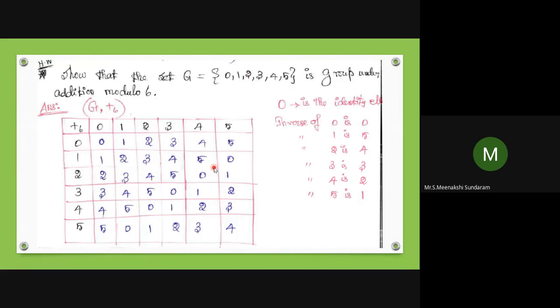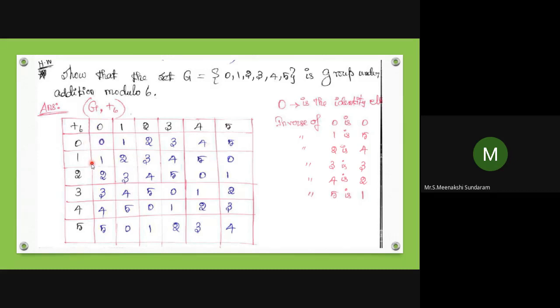Show that the set G equal to 0 to 5 is a group under addition modulo 6. Addition, not multiplying. Add the values; if a value is more than 6, divide by 6 and write the remainder, or subtract 6 and write the remainder. The identity element I need is 0, since adding 0 gives the same value. The inverse is where 0 comes.